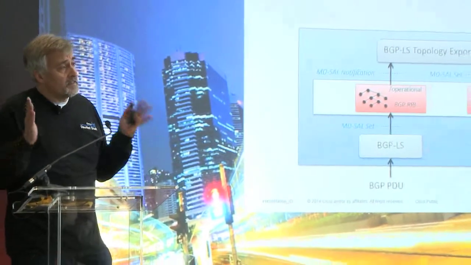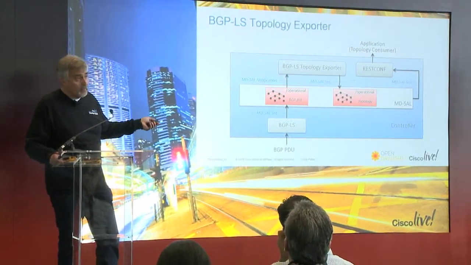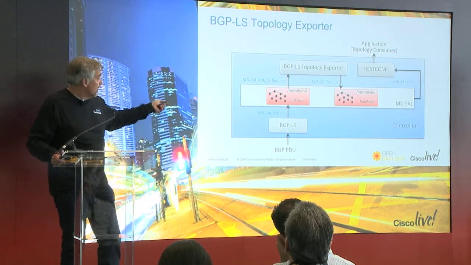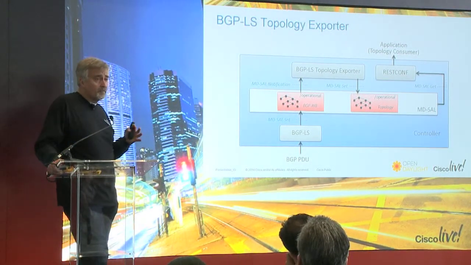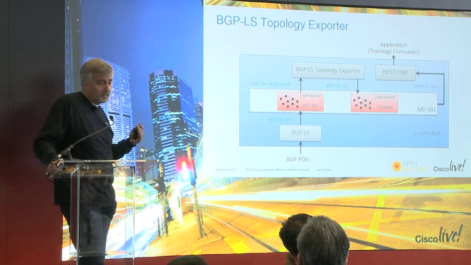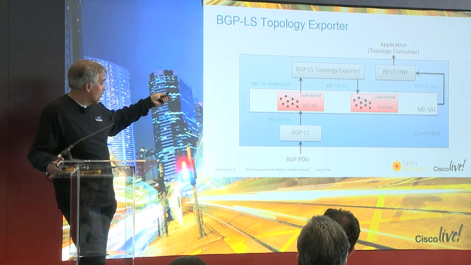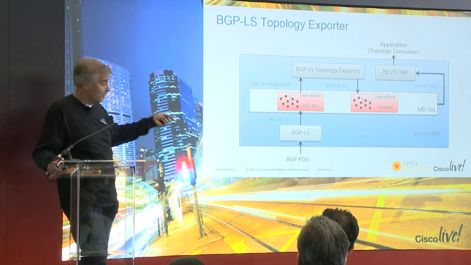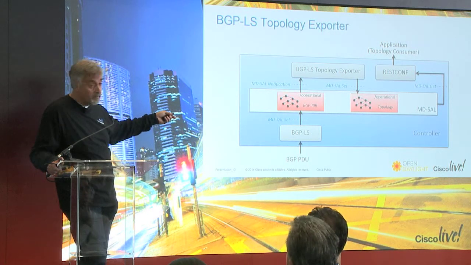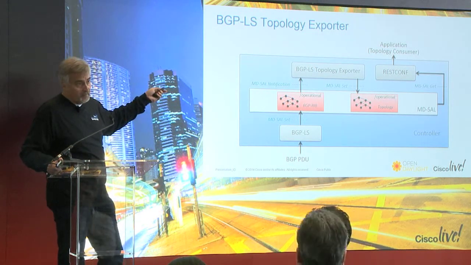So the first one is the BGPLS topology exporter. And you will see the same design pattern repeating itself for every application. And that is something coming from the network, in this case the BGP PDU, they come into the BGPLS plugin. The BGPLS plugin translates this into events where the payload of these events is described in Yang. And this goes then into an operational data store that represents the BGP RIB. And there can be multiple instances of the BGP RIB in the MD-SAL for the multiple BGPLS listeners. So the BGPLS plugin can have multiple BGP listeners, it gleans the topology, and puts the topology in the MD-SAL into the operational subspace.